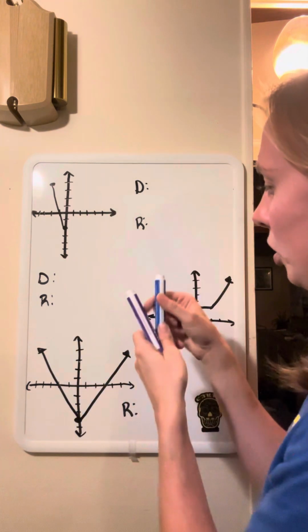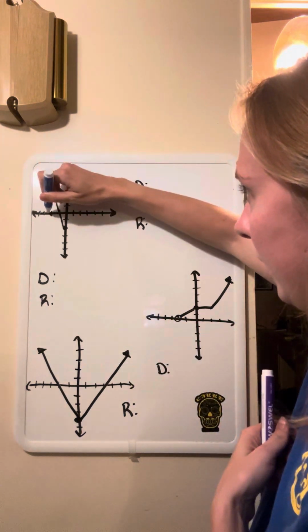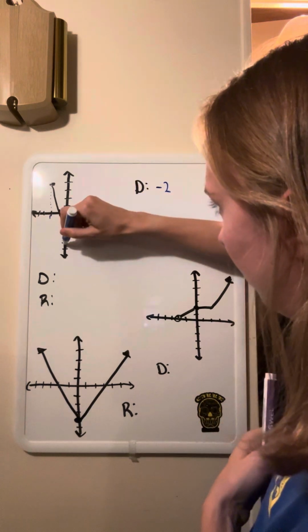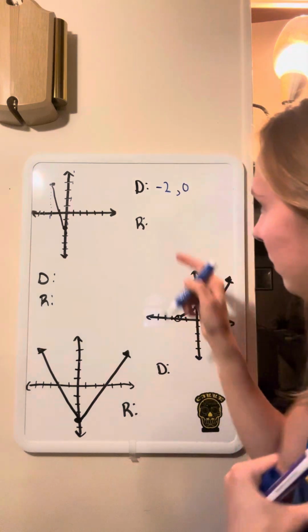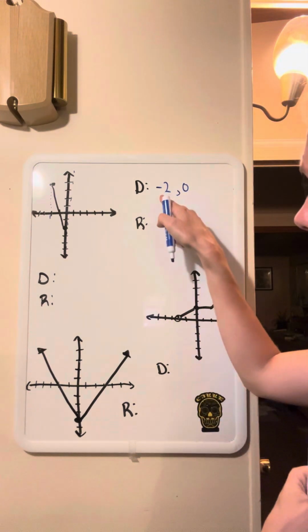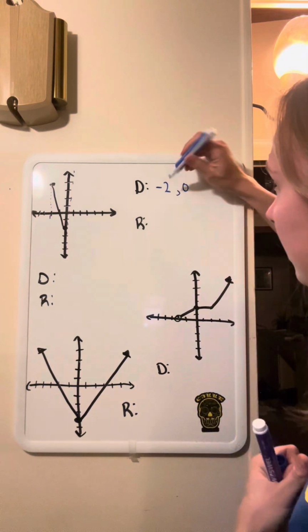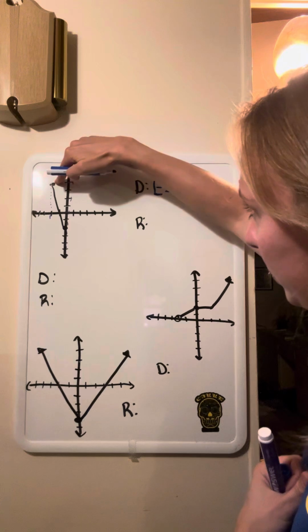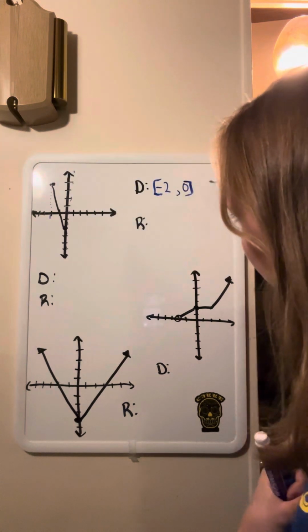So here, domain is always in terms of x. I notice that my graph starts at x is equal to -2, and it ends here at x is equal to 0. So starting with the interval notation, it starts at -2, goes to 0. Now I just need to include brackets or parentheses. I'm going to put brackets around the -2 because that's a closed circle, and then brackets around the 0 because that's also a closed 0.